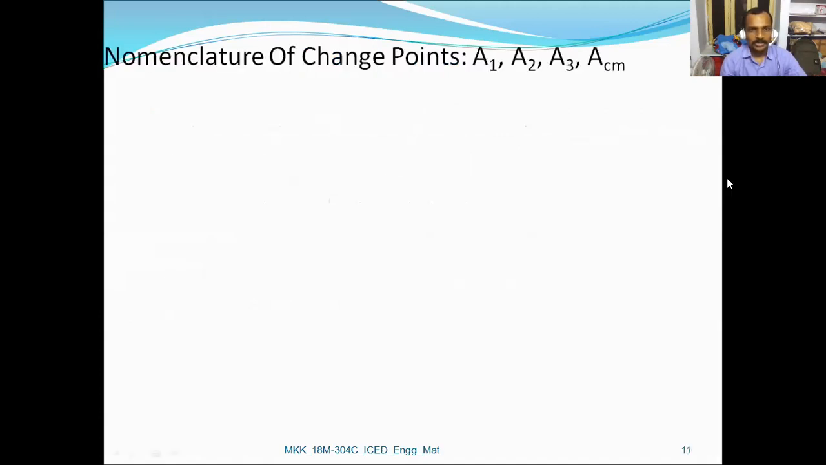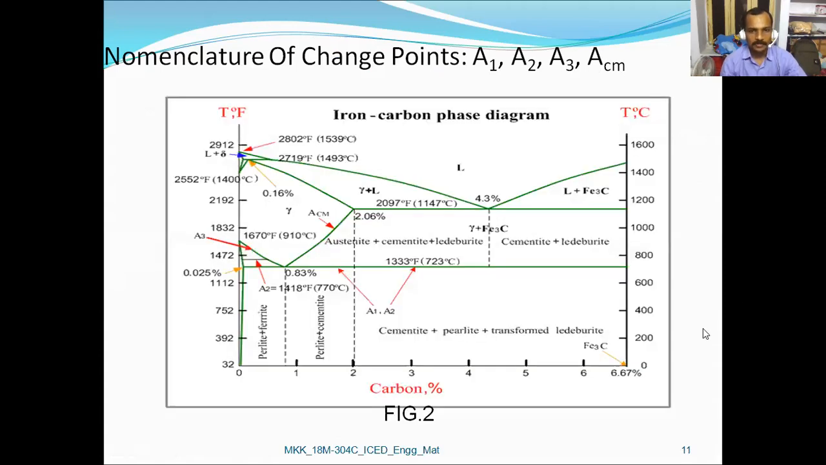Now let us move to the nomenclature of the change points, given by capital A1, capital A subscript 2, capital A subscript 3, and capital A subscript cm. So what are these? Let us identify the points in this particular iron-carbon equilibrium diagram, and later move to the discussion. First, let us have a look at Acm here. This is Acm we are able to observe here. And now let us start with A1.